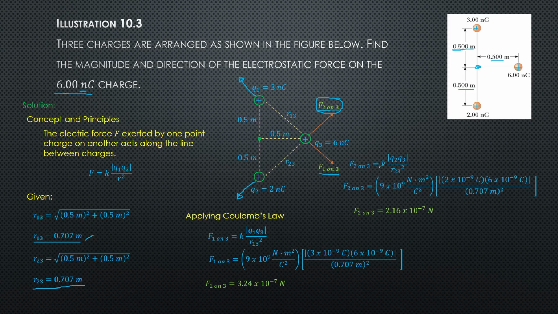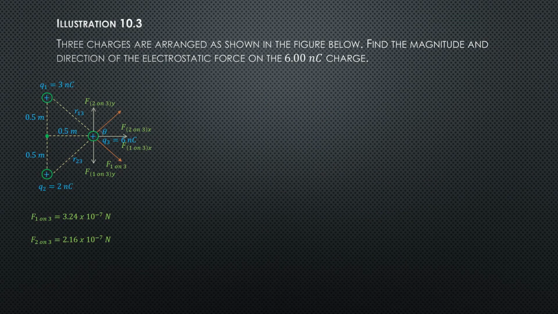So that is K, Q2, and Q3, over R23 squared. Substituting the values: 9 times 10 to the 9, then Q2 is 2 nanocoulomb, and charge 3 is 6 nanocoulomb, and the distance between them is 0.707, squared. The value of the force on 3 by charge 2 is 2.16 times 10 to the negative 7 newtons. Now these are the forces.